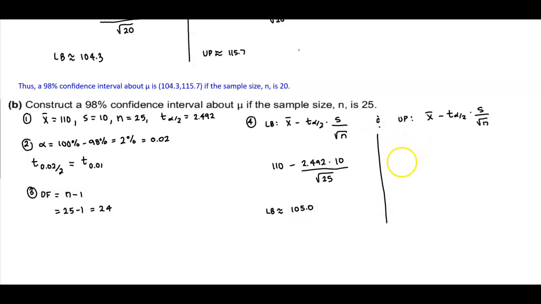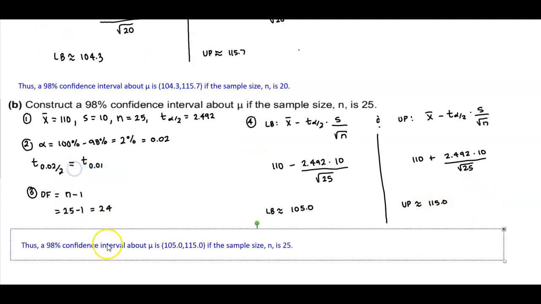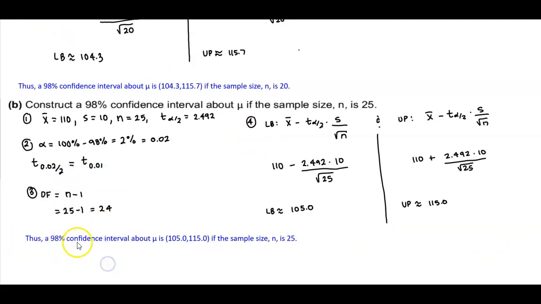Okay, and then the same thing with the upper bound. We're going to take 110, and now we're going to add the critical value of 2.492, multiply that by 10, and divide that by the square root of 25. And therefore, our upper bound is approximately 115.0. So if we summarize this, we can say that a 98% confidence interval about the population mean is between 105.0 and 115.0 if the sample size n is 25.